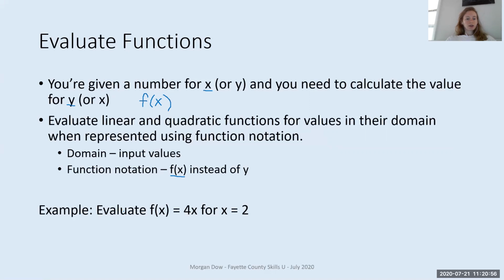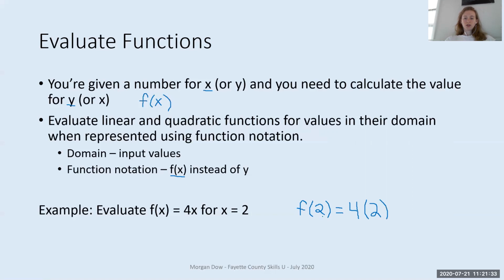Let's look at this example here. It says evaluate f of x equals 4x for x equals 2. So what that means is I'm going to take my function, this is a linear function, and I'm going to evaluate it for when x is 2. I want to figure out what is the output for this input of 2. So I'm going to take that equation that I was given, that 4x, and I'm going to replace the x with 2.